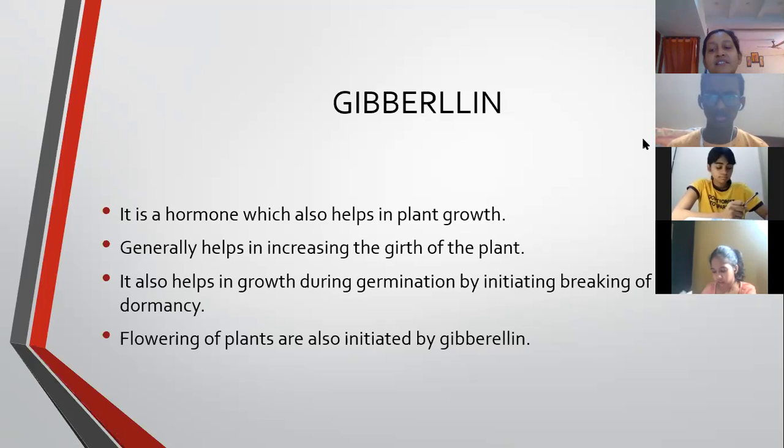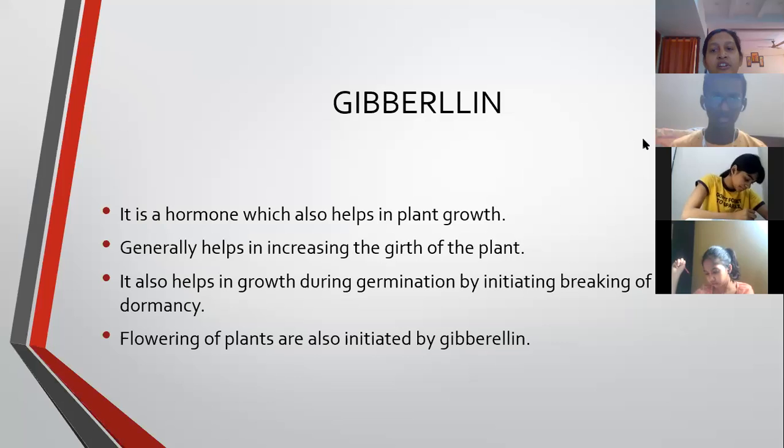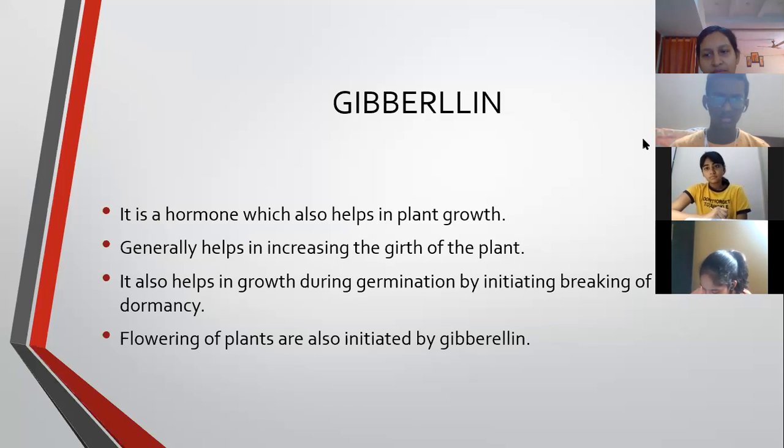Gibberellin helps in increasing the girth of the plant, and it also initiates flowering. When the cytokinin cell division starts, the bud will open up into a flower. But before that action, when the bud is formed, gibberellin is the one which helps in formation of the bud, as well as allowing the bud to develop properly so that it is ready for blossoming.